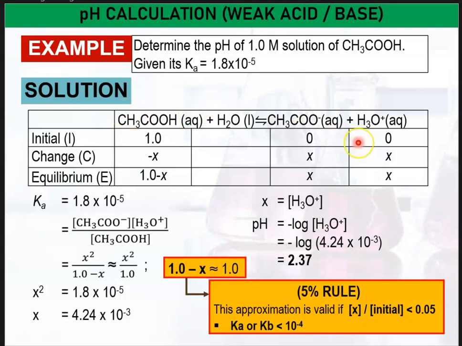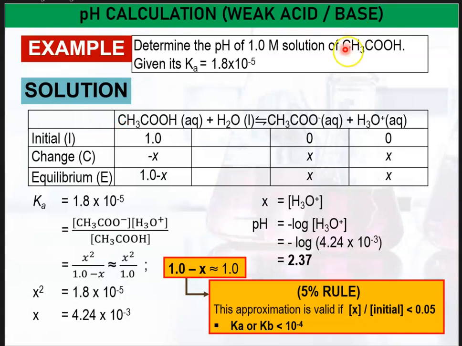For me, it's good for you to create this table. You don't need to complete the table or draw all the lines. You just do this line, this line, this line, this line, and this line, and write the balanced equation.